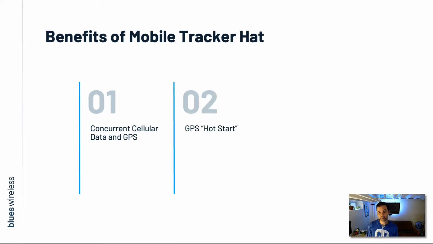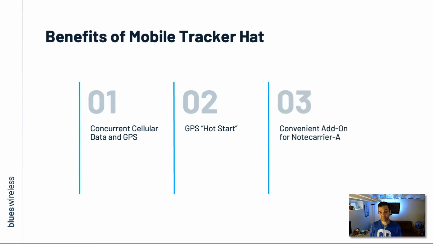Second is this feature known as hot start. So with this tracker hat, GPS signals will be super quick to lock on because the almanac and ephemeris data is going to be retained between GPS readings. Now with a standard Notecarrier A configuration, some of that data is retained, but not all of it, and that's actually called a warm start. Finally, of course, as I showed you, the convenience of adding this to an existing Notecarrier A tracker can't really be matched. It fits right on top.